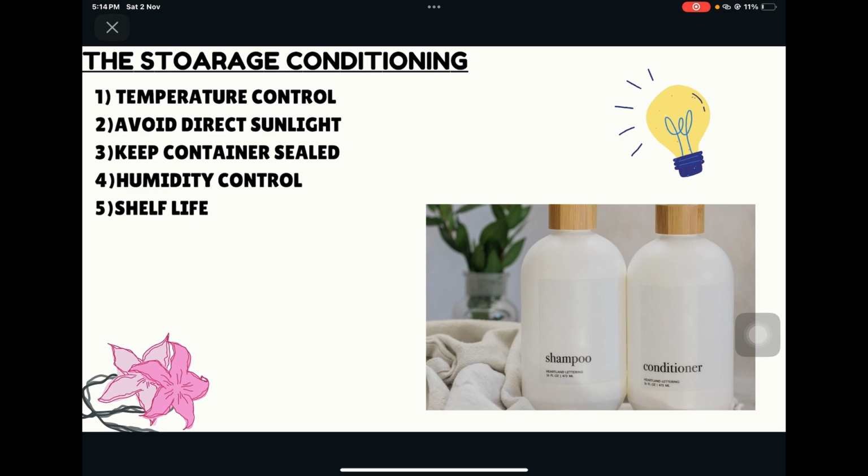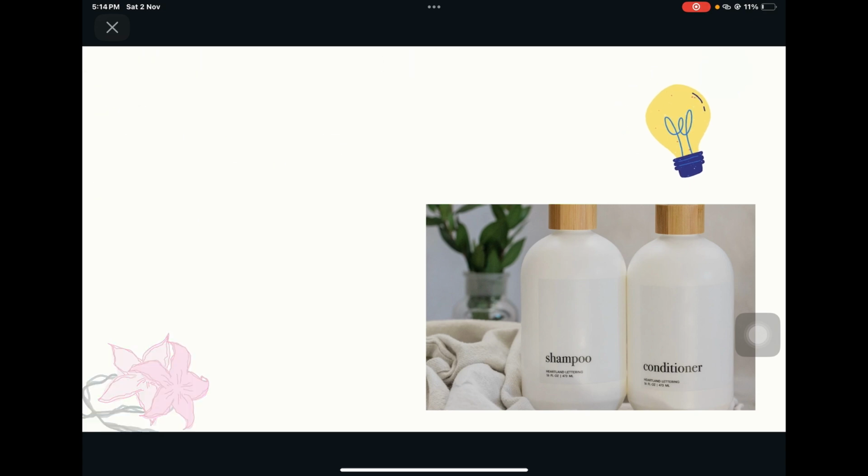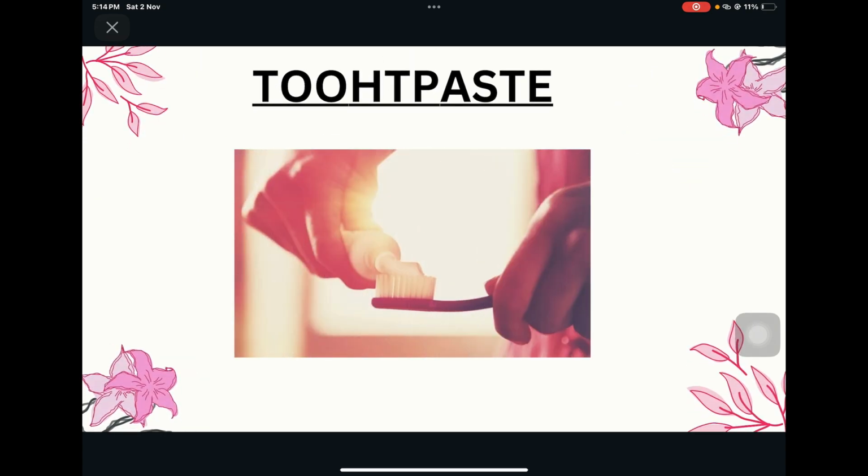Okay, this is the storage condition. Number 1 is temperature control. Number 2 is avoid direct sunlight. Number 3, keep container sealed. Number 4 is humidity control. Number 5 is shelf life. Now we go to the toothpaste.